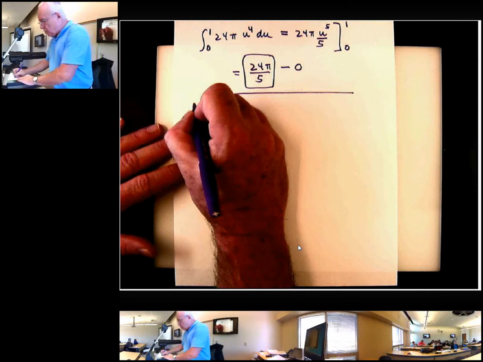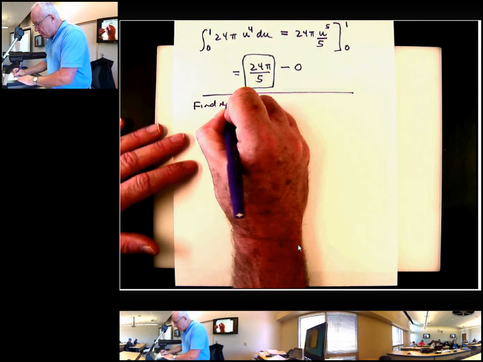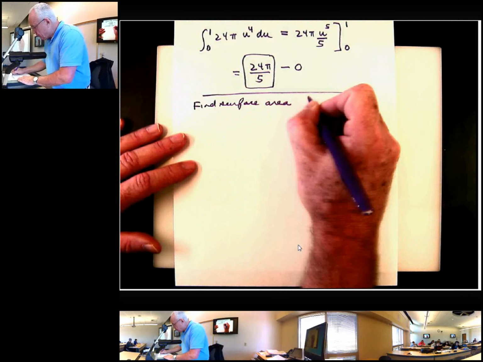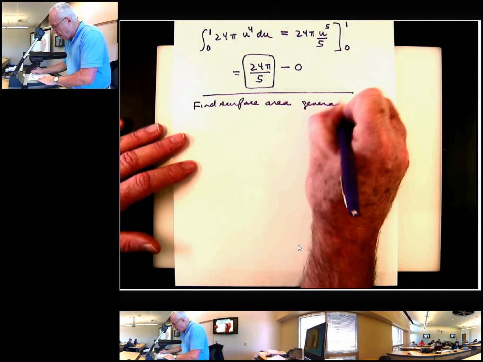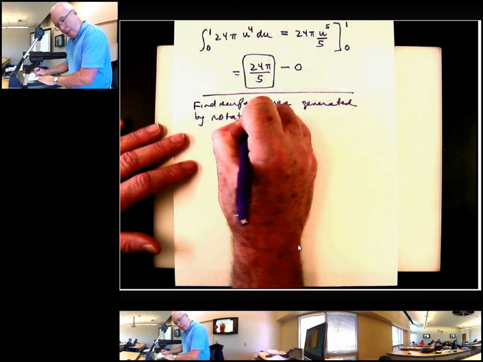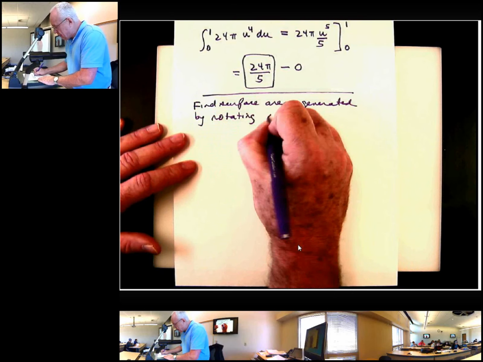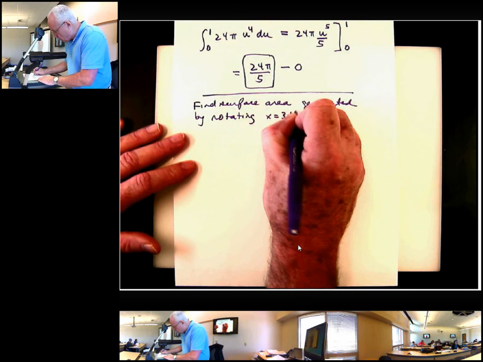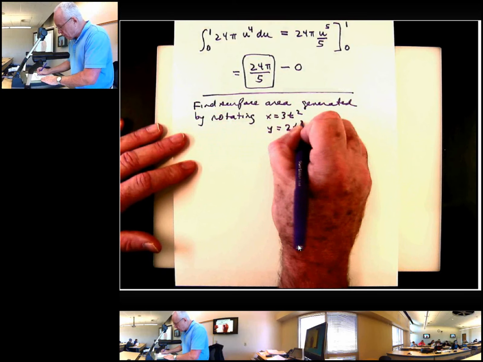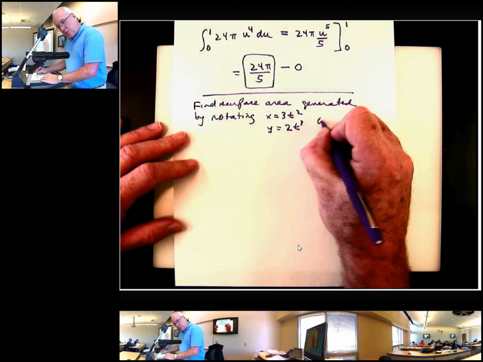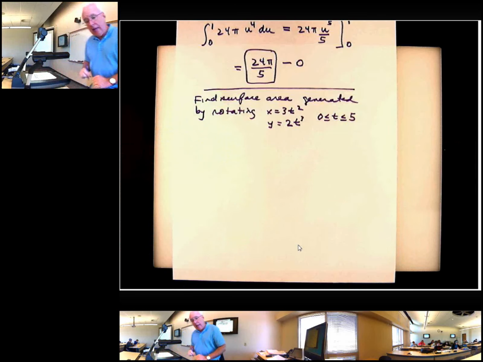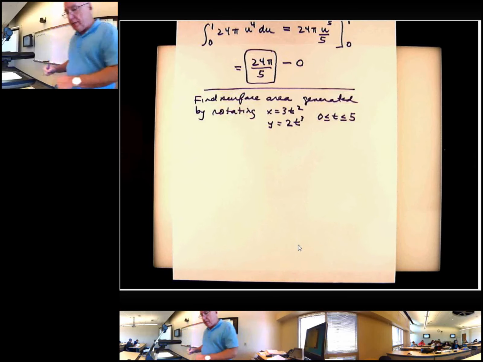So now we're finding the surface area generated by rotating, let's see, x equal to 3t squared, y equal to 2t to the 3rd, and this is where t goes from 0 to 5, and this time we're rotating it around the y-axis.